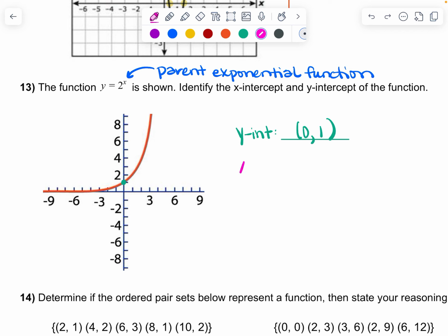And then the x-intercept is where it crosses the x-axis. But remember, the parent exponential function never gets to the x-axis. Because he's half, and then he takes another half, and then half, half, half. And in theory, he's never, ever going to get there. So he does not have one. So you're just going to write none, okay?